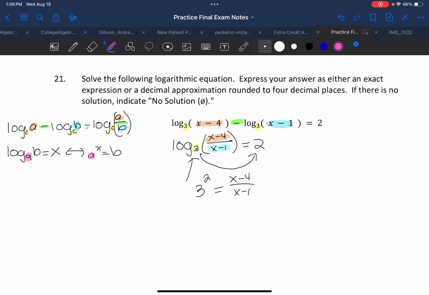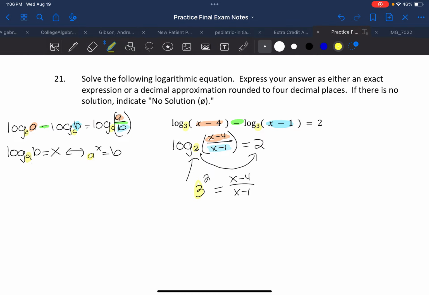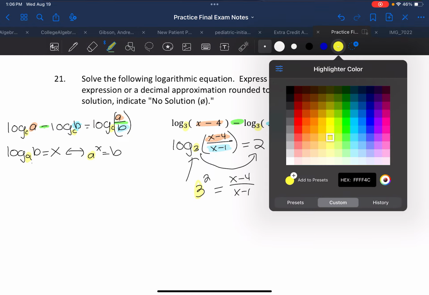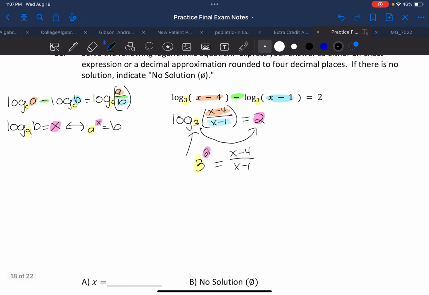Let me use some colors here. Or actually, I'll use the same colors as I was using. So yellow was my base. Two in this case is my X. And then everything inside of that whole fraction is my B. So now I can solve this equation. 3 squared is 9.